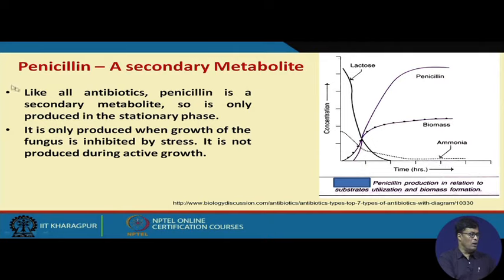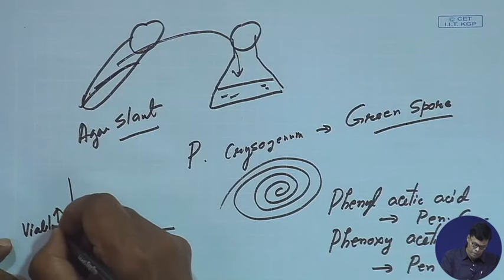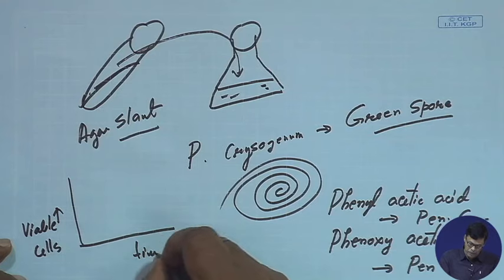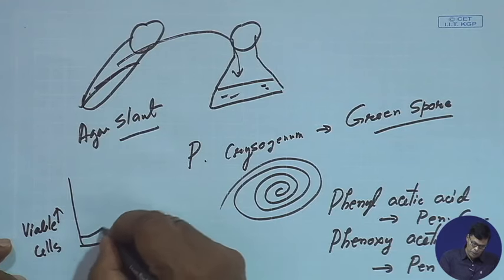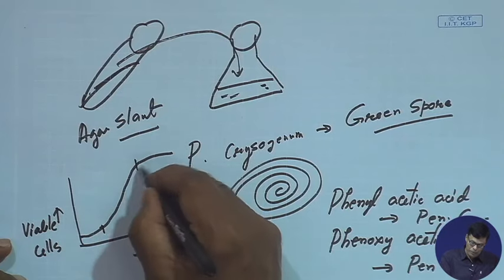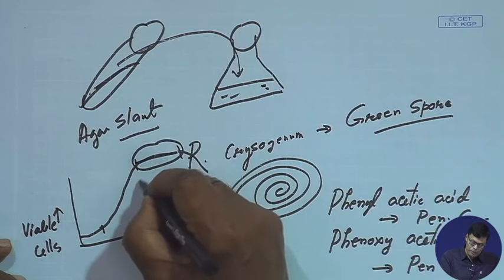Like all antibiotics, penicillin is a secondary metabolite. What is a secondary metabolite? We have seen the life cycle of the organism. This is the viable cells, and this is time. So when you plot that, it is like this. We have lag phase, log phase, stationary phase, and death phase. This is called the stationary phase.